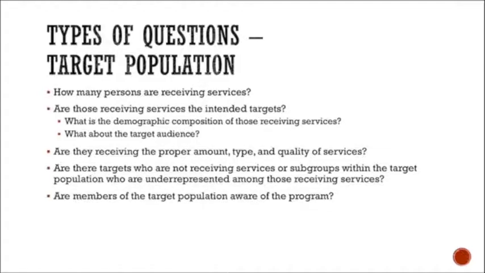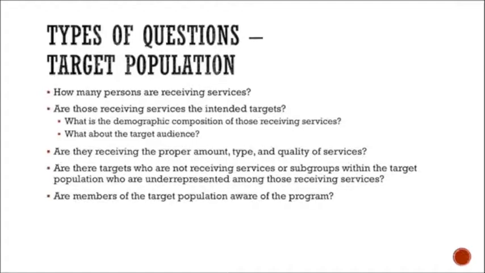Are they receiving the proper amount, type, or quality of services? Obviously, the services element of this question is one piece, but also, if certain populations should receive different types of services, then you want to know if what they should be receiving is being received by those different subgroups.